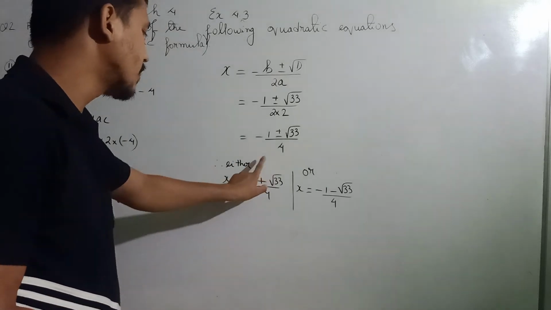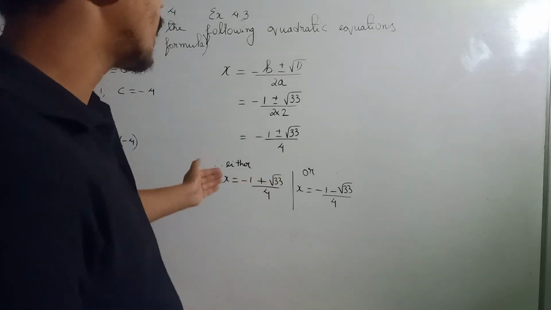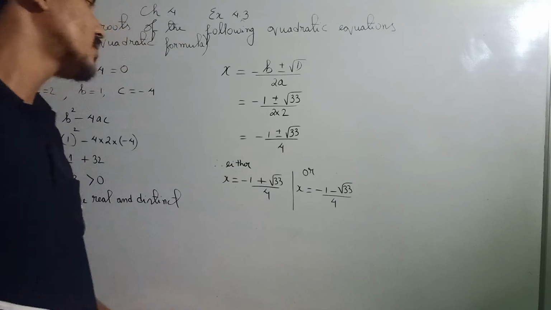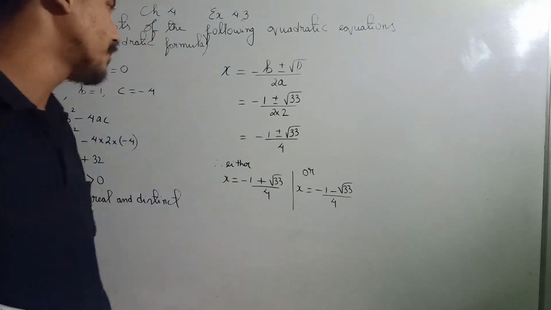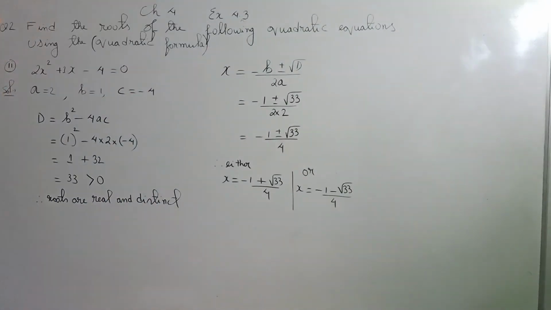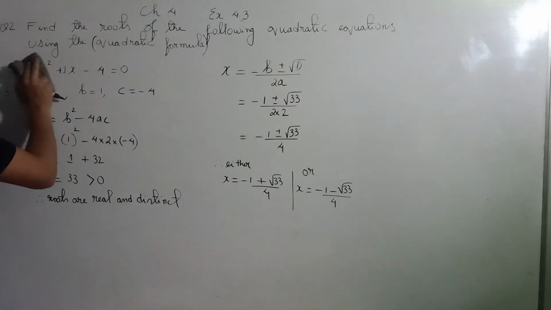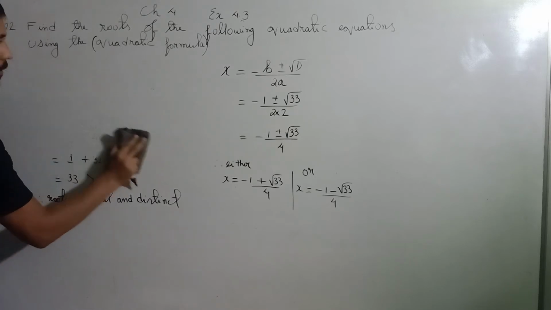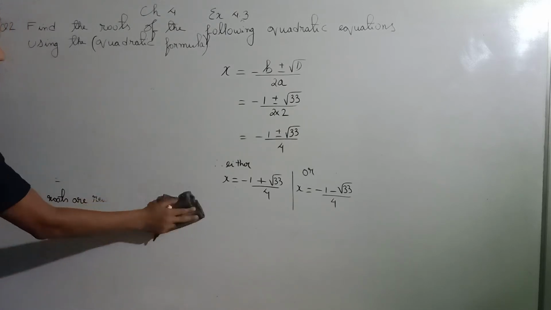So this is your first root: minus 1 plus square root of 33 upon 4. And the other root is minus 1 minus square root of 33 upon 4. If this is done, we can straight away go for Roman 3.